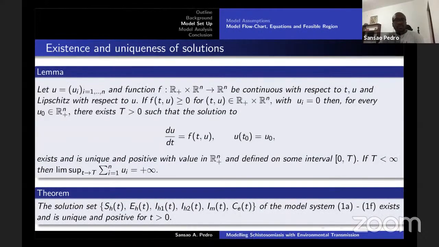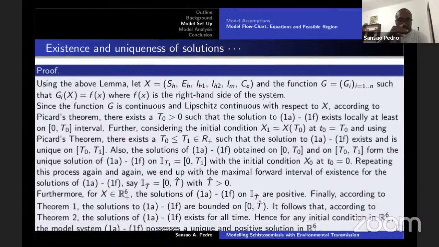Now, the next step is to prove the uniqueness of solution, and we make use of the theorem of uniqueness in the sense of Lipschitz continuity of a function, which is very common. I don't need to go into detail. The theorem that we state is that the solutions of our systems at any time exist and are unique and positive for values that are greater than or beyond the initial conditions.